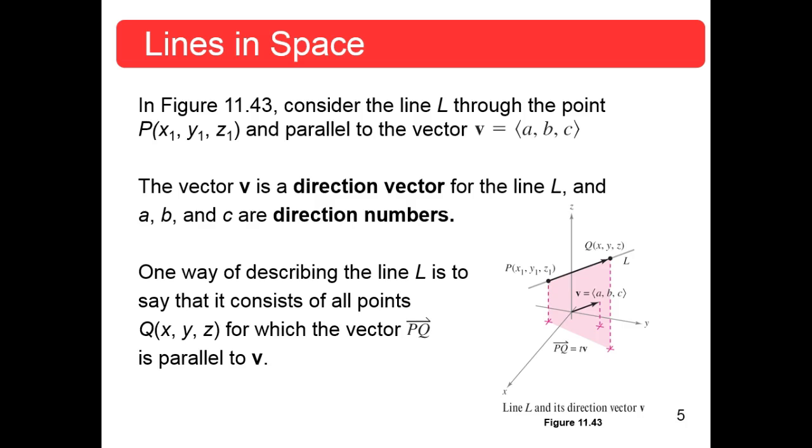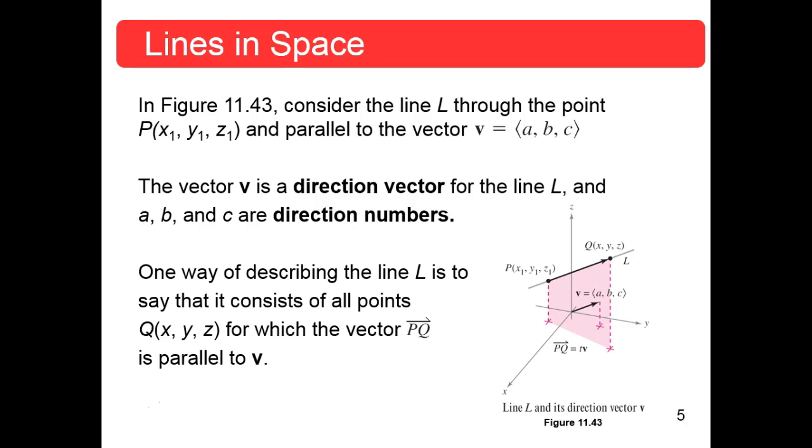In this figure here, 11.3, consider this line up here, this line L, just going out into space somewhere, maybe right there, okay? Just heading out there in space. It happens to pass through a point right here, and this point is going to be our x1, y1, z1. A given point. We know those coordinates. And it's parallel to some other vector down here, ABC.